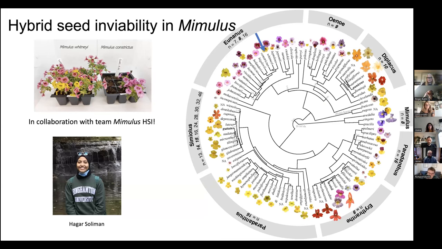We've been focusing on hybrid seed viability quite a bit lately across the genus Mimulus, and I'm just going to briefly talk about some of the work of a recent master's student, Hoger Solomon, who's now in Jen Coughlin's lab at Yale. She worked in this pair of taxa, where the blue arrow is Mimulus whitneyi and Mimulus constrictus. These are each other's closest relative. They are pretty hard to cross, though. We know that they are ecologically separated by altitude. One is a low elevation plant, one is high elevation. But then there are some difficulties in crossing.